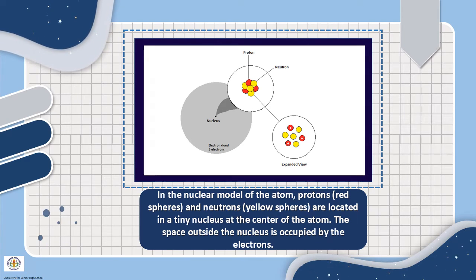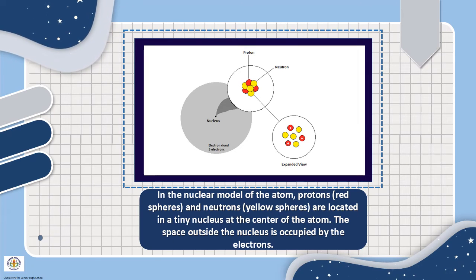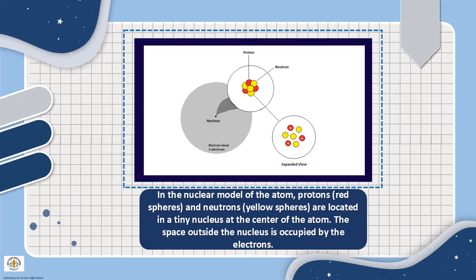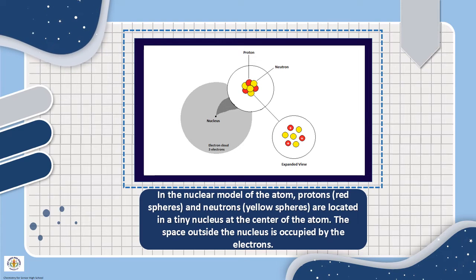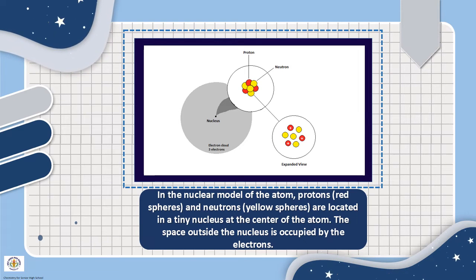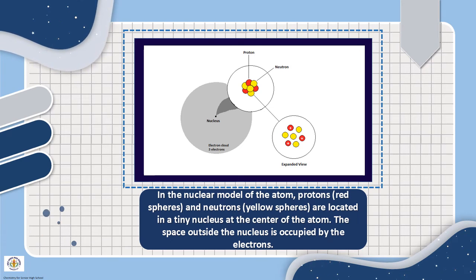In the picture shown, the nuclear model of the atom, protons, red spheres, and the neutrons in yellow spheres are located in a tiny nucleus at the center of the atom. The space outside the nucleus is occupied by the electrons. The nuclear model of the atom, developed in 1907, was based on Rutherford's experiment. According to the model, the nucleus houses the protons as well as the majority of the atom, and electrons exist outside the nucleus in what is known as an electron cloud.